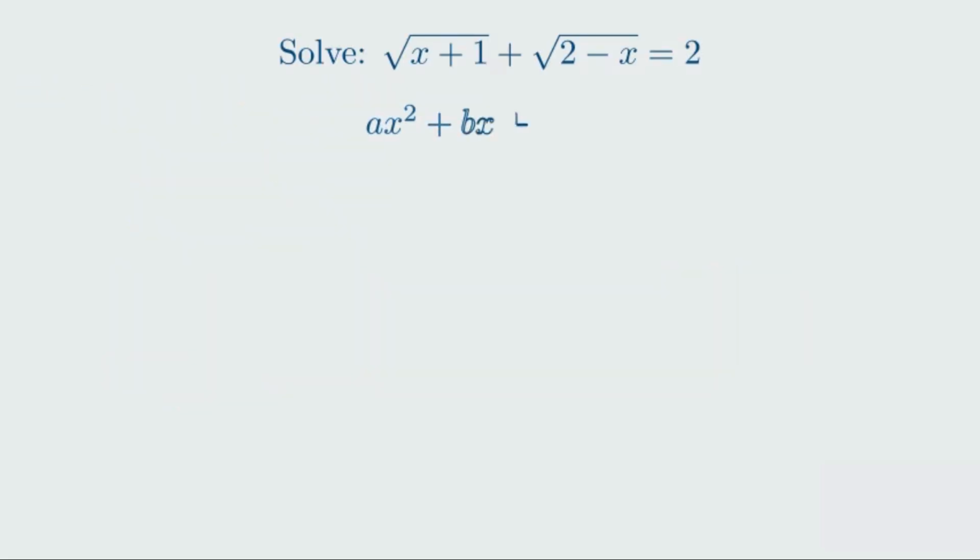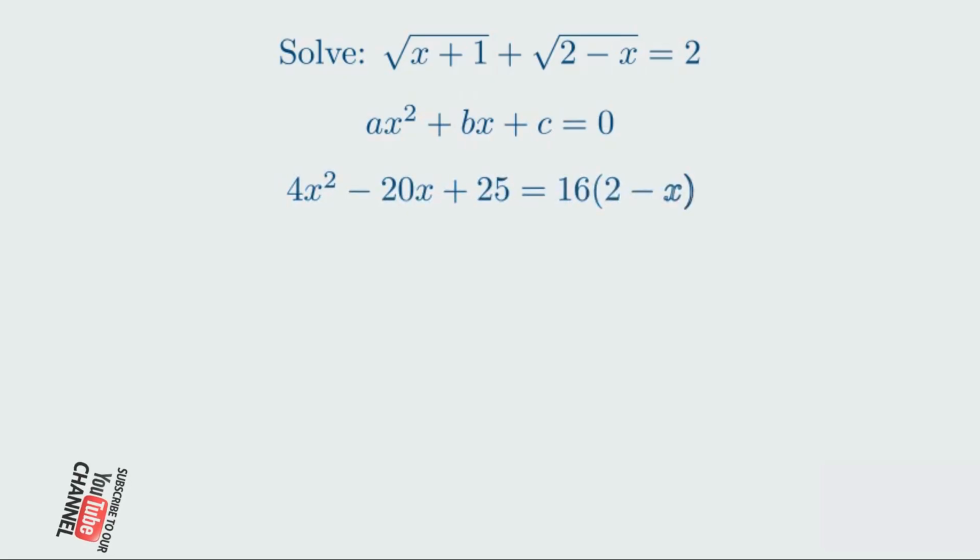We've eliminated the radicals and are left with a quadratic equation. Our next task is to solve it. Let's arrange it into standard quadratic form, ax squared plus bx plus c equals 0. First, let's multiply both sides by 16 to get rid of the fraction. This will make our coefficients easier to work with.